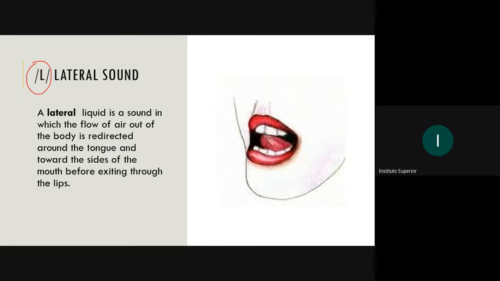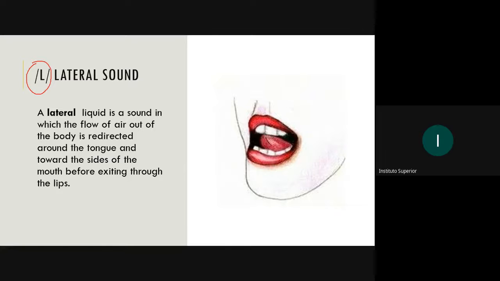Can you read the description? Lateral sound. A lateral liquid is a sound in which the flow of air out of the body is redirected around the tongue and toward the sides of the mouth before extending through the lips.